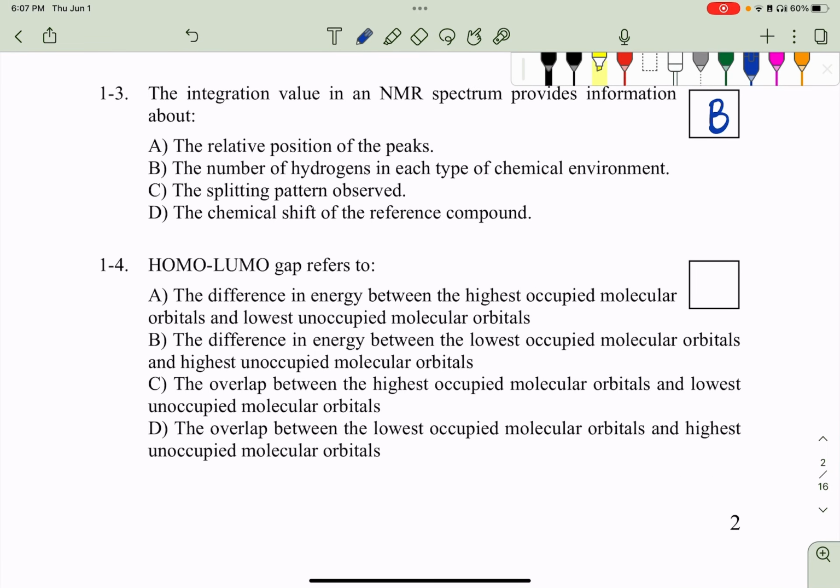And keep going. HOMO-LUMO gap. Right, so this one, HOMO, highest occupied molecular orbital. So we can read it. Highest occupied molecular orbital. And LUMO, lowest unoccupied molecular orbital. So A is obviously correct, and we can keep going.